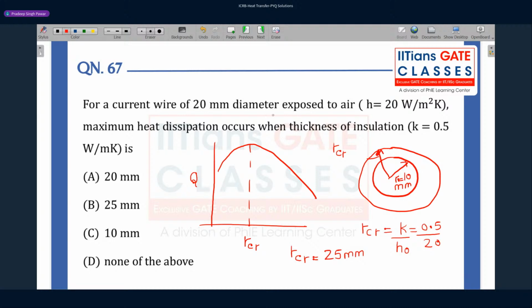But what is he asking? He's not asking for the critical radius of insulation, he is asking about the thickness of insulation. So the critical thickness will be r critical minus r, which is 25 minus 10, which is 15 mm. So for a current carrying wire of 20 mm diameter exposed to air, maximum heat dissipation occurs when the thickness of insulation is 15 mm. That option is not given here, so the answer is D, none of the above. Let's move to the next problem.